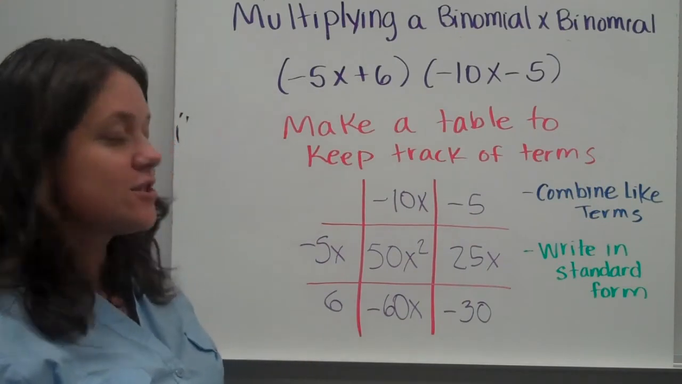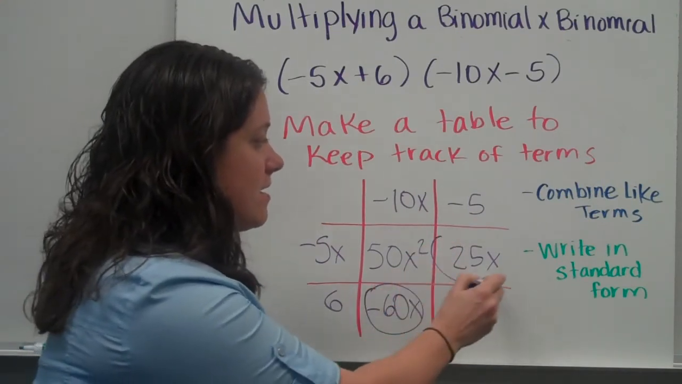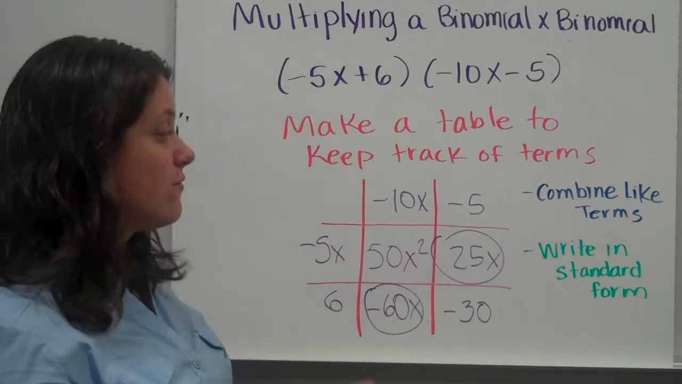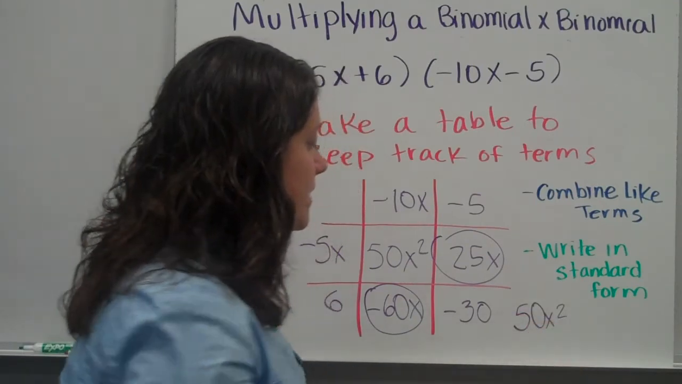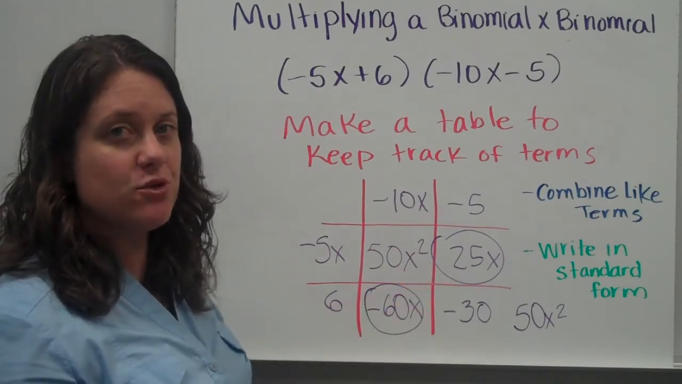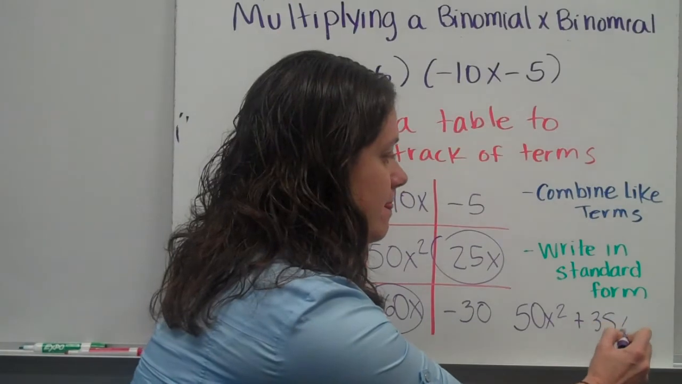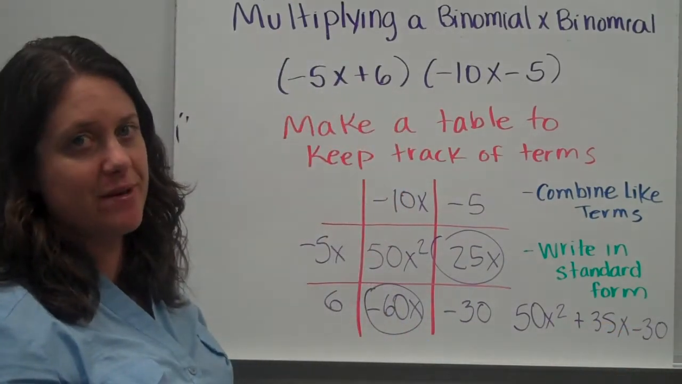Okay, so I'm going to combine like terms. I'm going to look and see if any of them can be combined. I see that these two can. So now I'm going to write my answer in standard form, so it's going to be 50x squared. If I combine these two, I have a negative 60 and a positive 25, so that gives me positive 35. And then I can just write the negative 30, and that's my final answer.